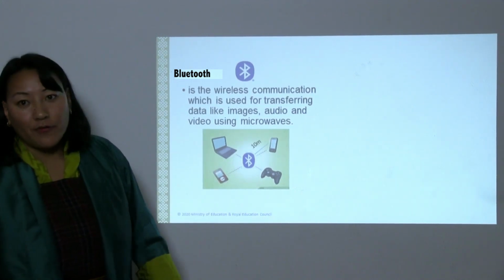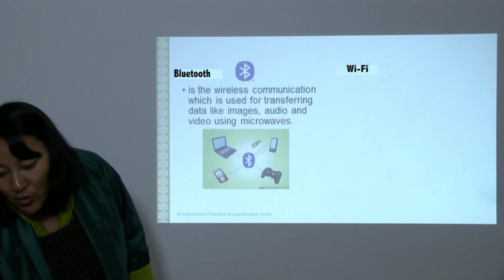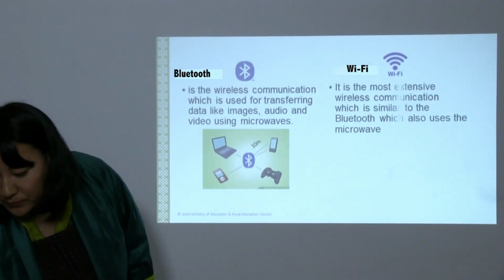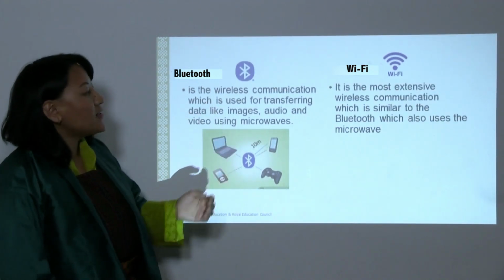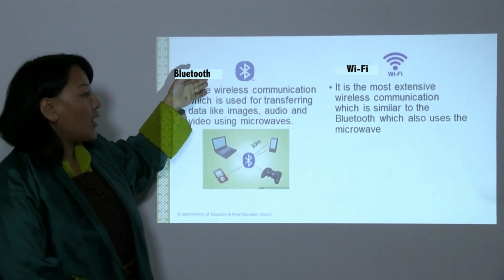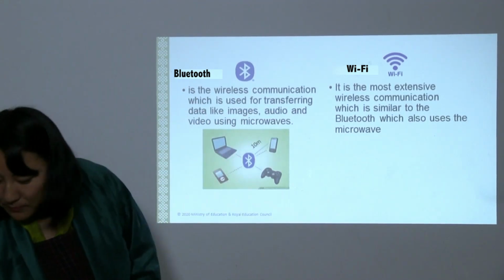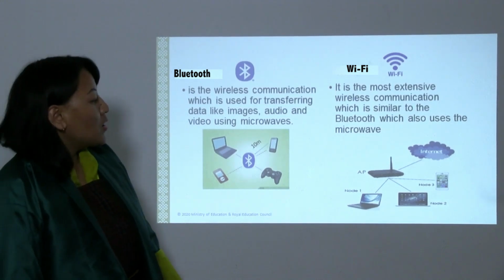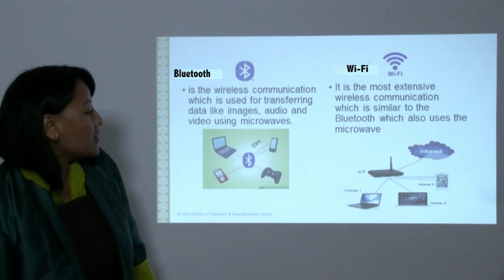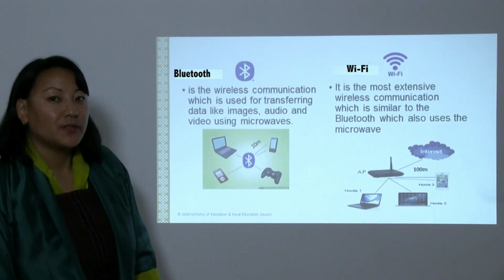The next type of communication over short distance is Wi-Fi. It is the most extensive wireless communication which is similar to the Bluetooth, and it also uses microwaves. So for Wi-Fi wireless communication, the distance between the devices should be 100 meters.